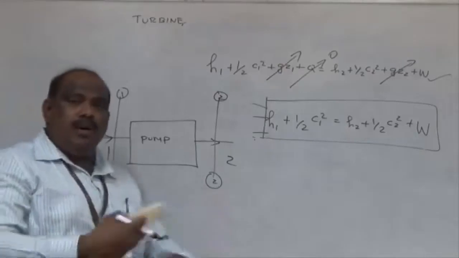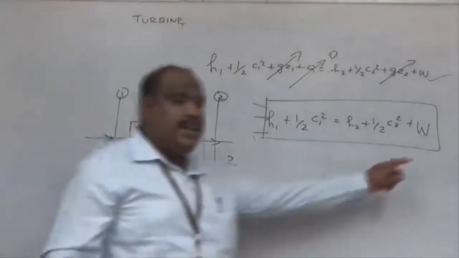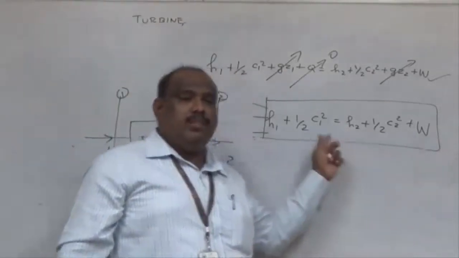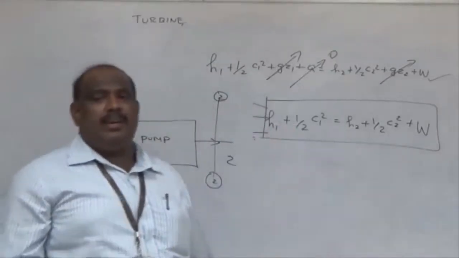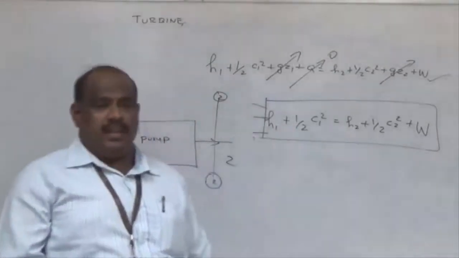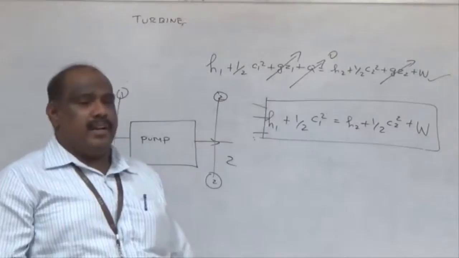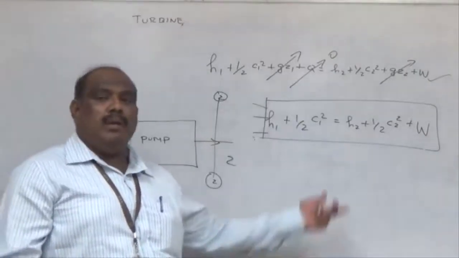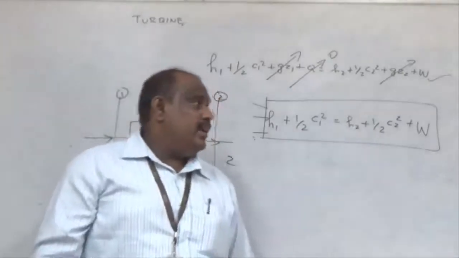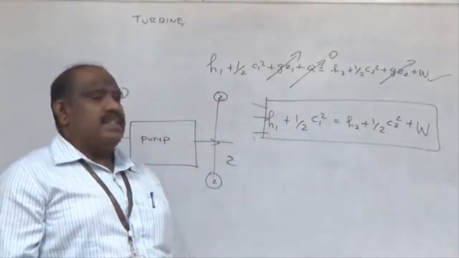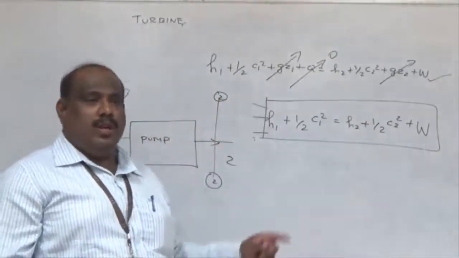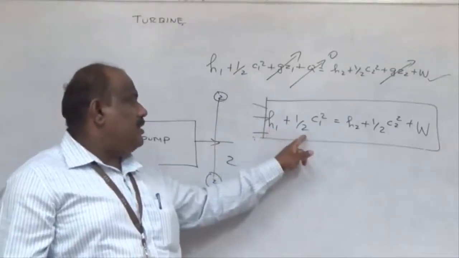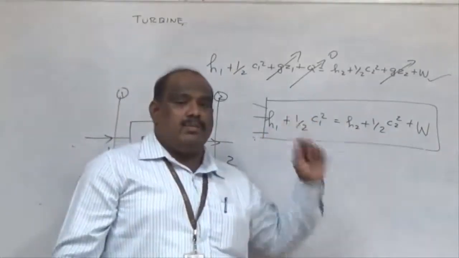The pump also has a rotating device. Will W be there? Yes. Will Q be there? No, Q will not be there because a pump is going to handle only water and hence mostly there will not be any heat loss. But if you are going to pump heated oil, then Q may come into the picture. But generally we assume the entire arrangement is insulated. So Q is also 0. So the formula becomes H1 plus half C1 square equal to H2 plus half C2 square.